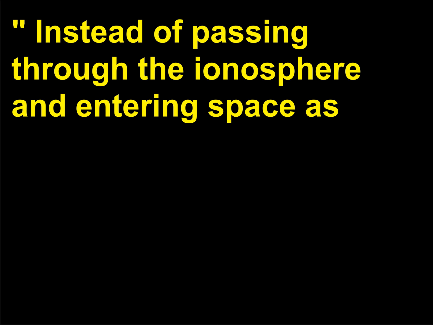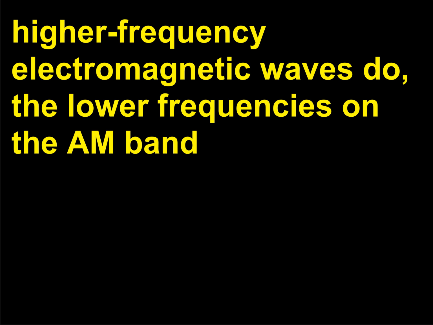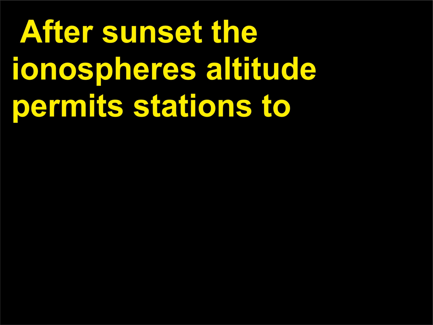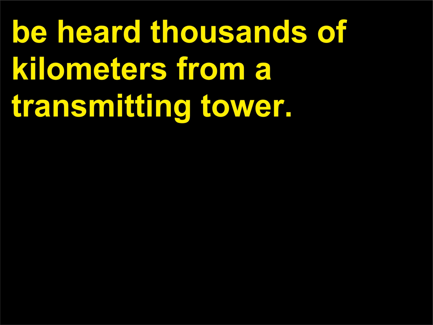Instead of passing through the ionosphere and entering space as higher frequency electromagnetic waves do, the lower frequencies on the AM band can be reflected back toward Earth to increase their range dramatically. After sunset, the ionosphere's altitude permits stations to be heard thousands of kilometers from a transmitting tower.